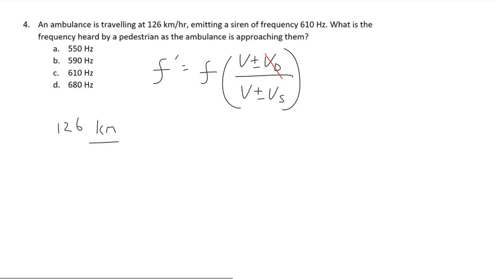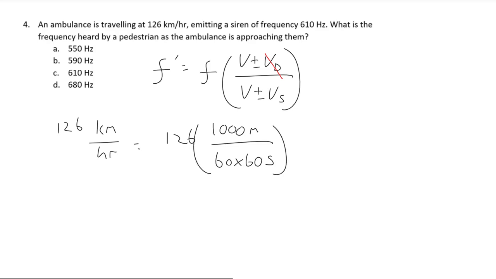126 kilometers per hour is equal to 126. A kilometer is 1,000 meters, so we multiply by 1,000, and then we divide by whatever an hour is in seconds. An hour has 60 minutes, and each minute has 60 seconds, so therefore 1 hour is 60 multiplied by 60 seconds. Working this out, we get that 126 kilometers per hour is exactly 35 meters per second. Now we are good to go to use our equation for Doppler shift.